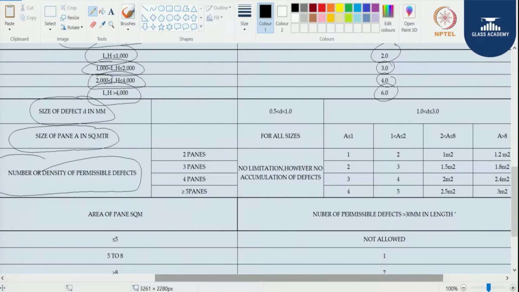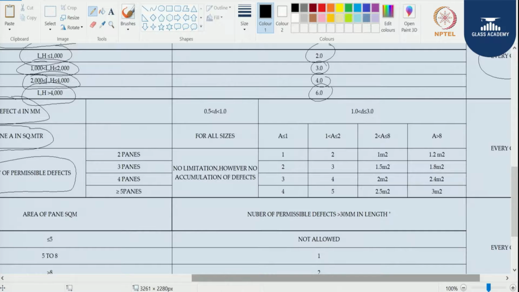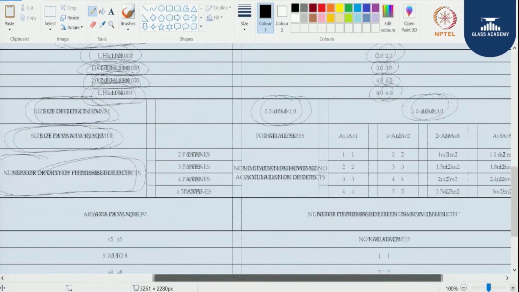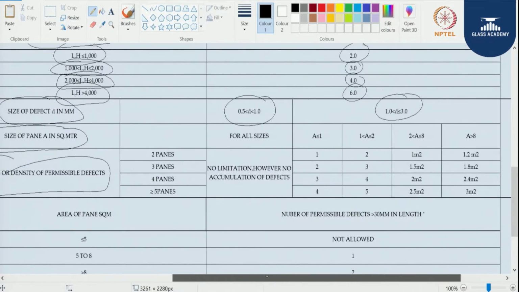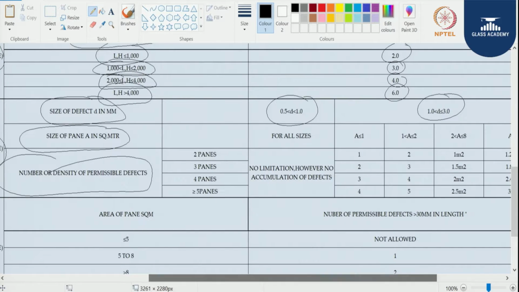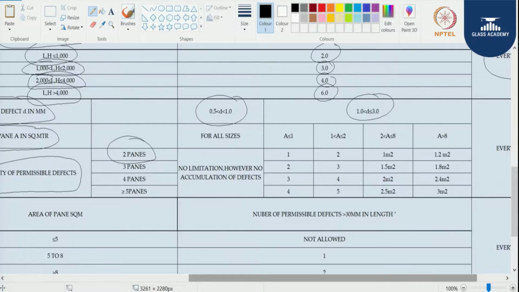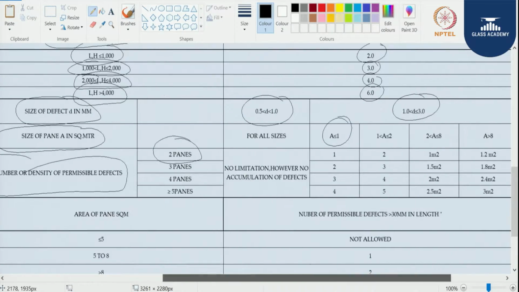We need to understand whether the size of the defect is between 0.5 and 1 or between 1 to 3. And size of the panes, let us understand everything one by one. If the glass has 2 panes of glass laminated, and if my area is less than or equal to 1 square meter, spot defects allowed are 1.